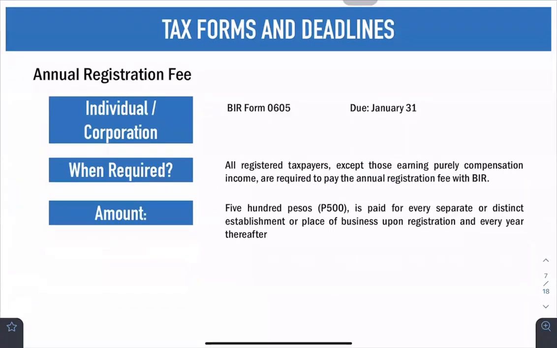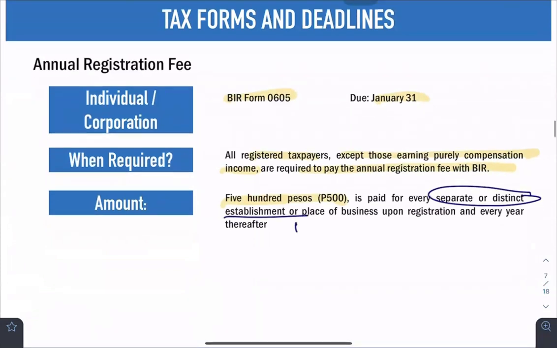All registered taxpayers, except those earning purely compensation income, are required to pay the annual registration fee using BIR Form 0605, due January 31. That amounts to 500 pesos per separate or distinct establishment. So let's say, for example, again, Jollibee with one headquarters and 200 branches. How much should be the total registration fee?